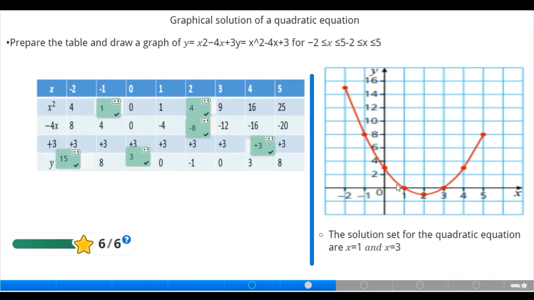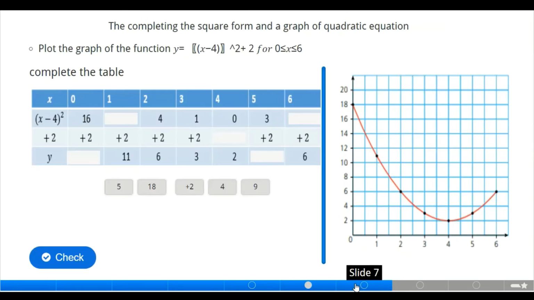And now I want to bring out an illustration before we go to the next slide. For a quadratic equation, the solution set is the point that meets the line on the graph. So if you look at this, the point where the graph meets the line on the x-axis is 1, and the other point here is 3. So the solution set for this type of equation is going to be x equals 1 and x equals 3, because this is the point where the graph falls on the line on the x-axis.